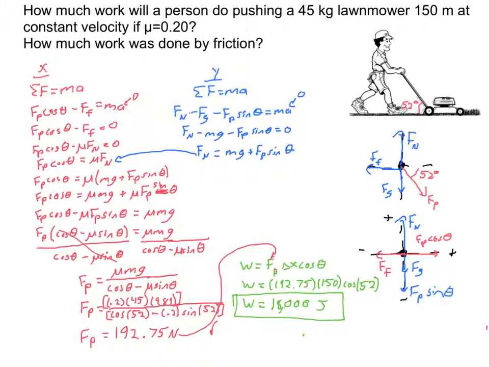The force of friction is pointing back in the negative direction. So I'm going to have a negative force of friction times 150, and the angle between them would be 0. So the work done by friction is going to come out to be, well, the exact same thing, it's going to be negative 1,800 joules, because we're traveling at constant velocity.